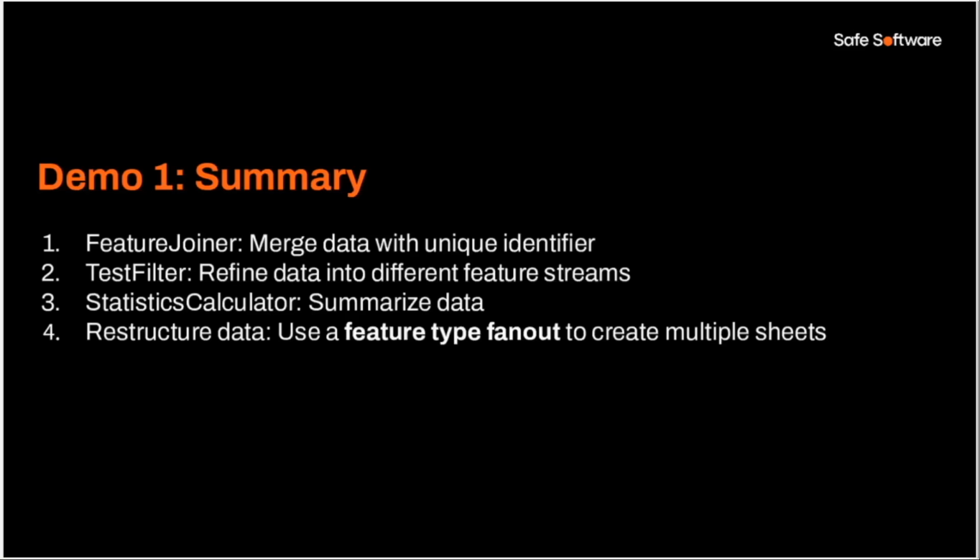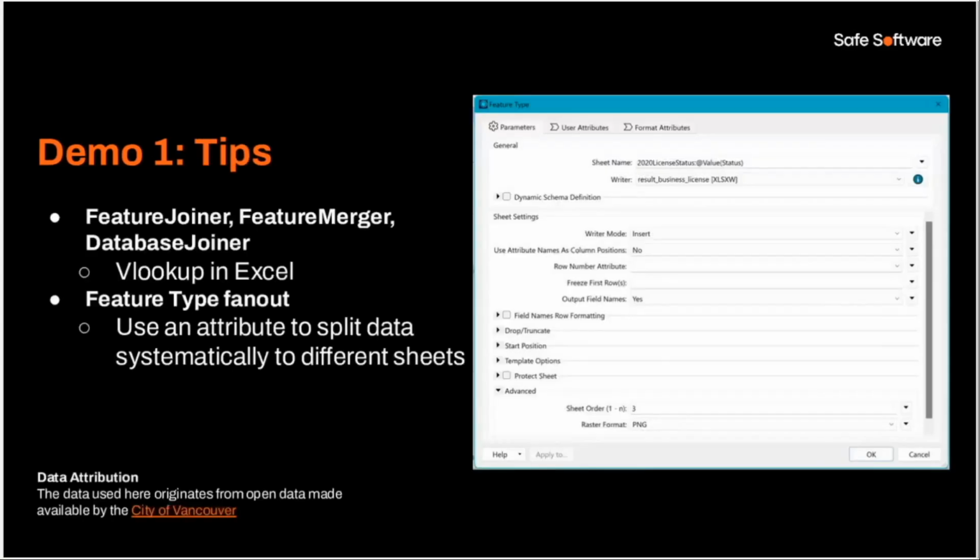So kind of taking a look at what we just did, we used a feature joiner to merge with a unique identifier. We added a test filter to conditionally route features to the appropriate feature type. We used a stats calculator to create a quick summary or a report, and then we used feature type fanouts to actually restructure our data. So again, we have multiple transformers that will mimic that VLOOKUP in Excel, whether that's a feature joiner, feature merger, or database joiner. And then feature type and dataset fanouts can be used to systematically split data.